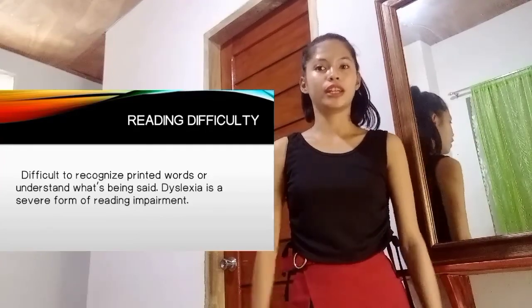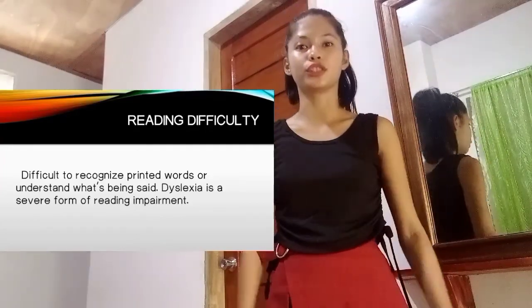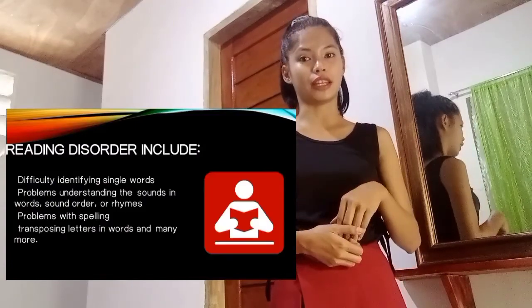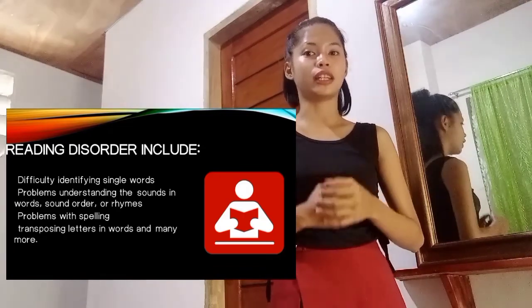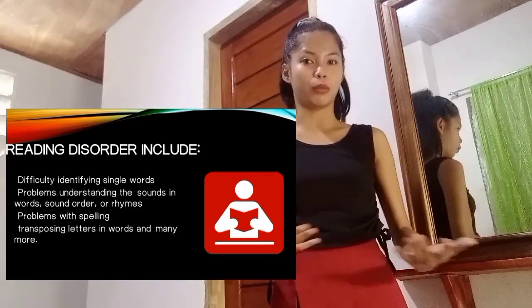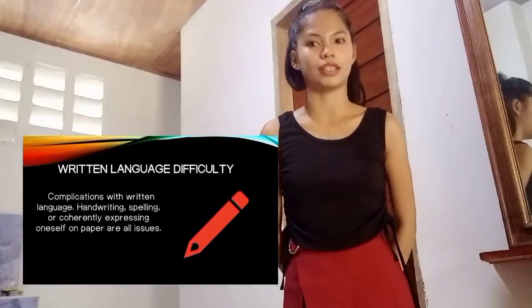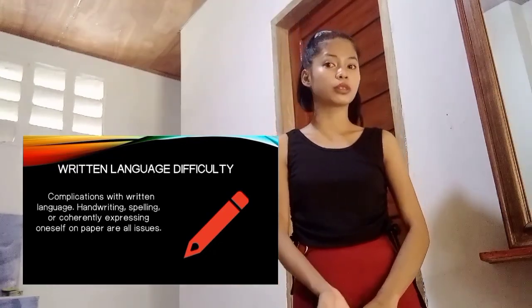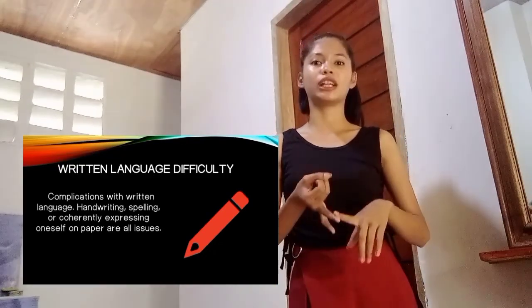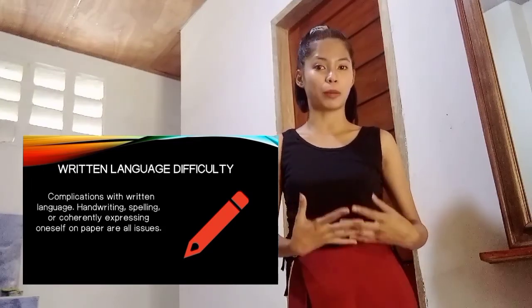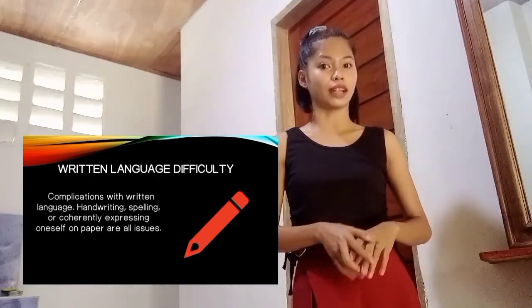Reading difficulty. It's difficult to recognize printed words or understand what is being said. Reading disorders include difficulty in understanding single words, problems understanding the sounds in words, sound order or names, problems with spelling, transposing letters in words, and many more. Dyslexia is a severe form of reading impairment. In language difficulty, complications with written language, handwriting, spelling, or coherently expressing oneself on paper are all issues. Dysgraphia is a severe type of this problem.